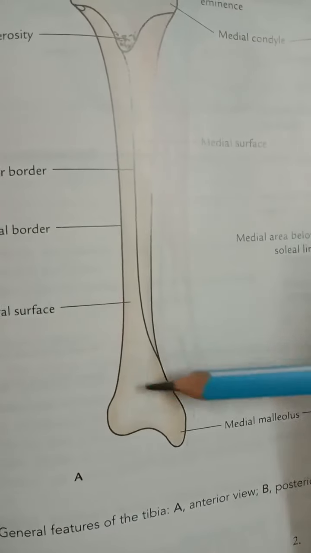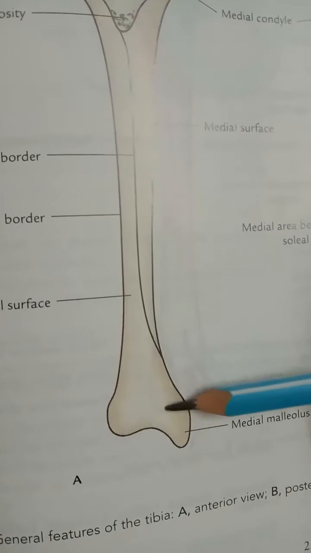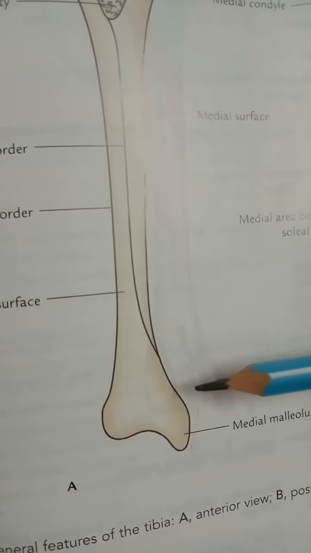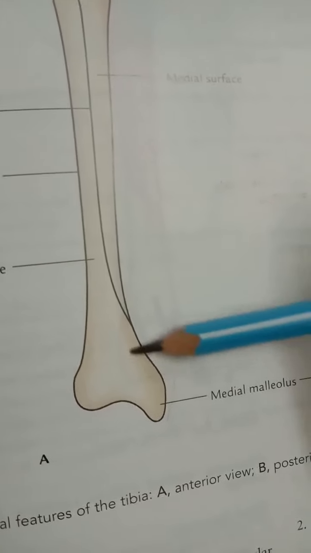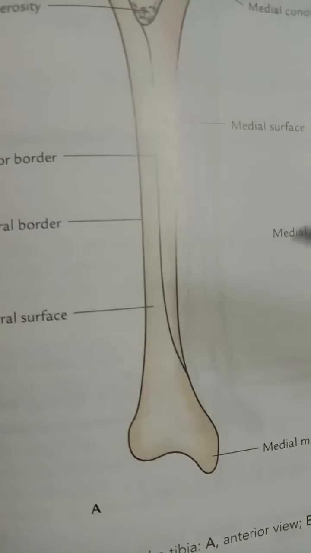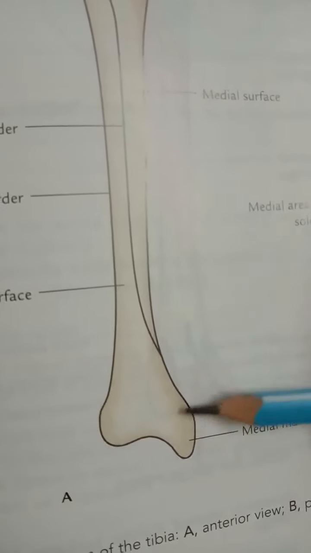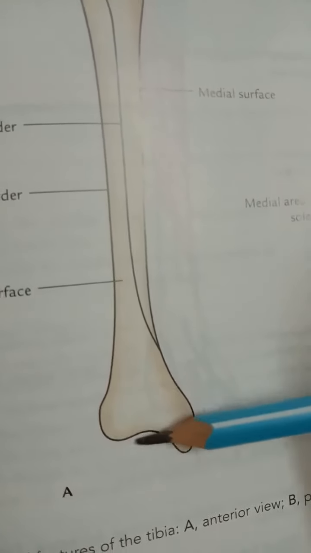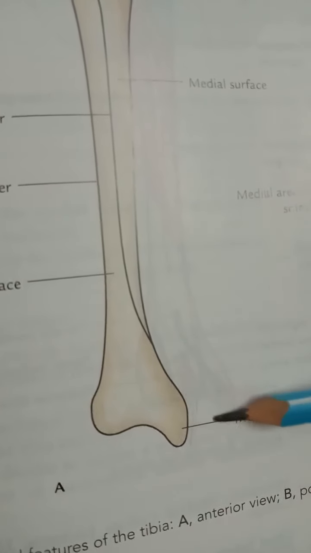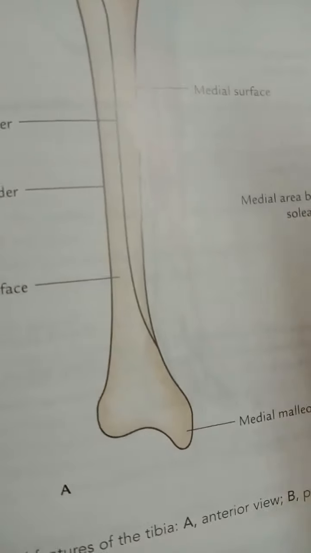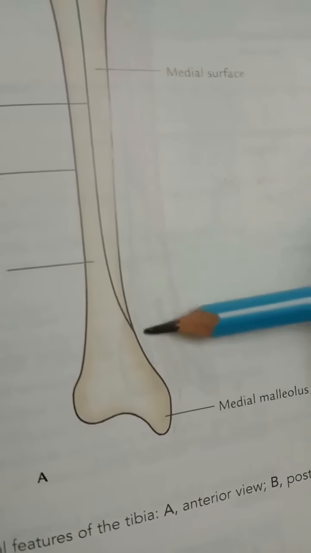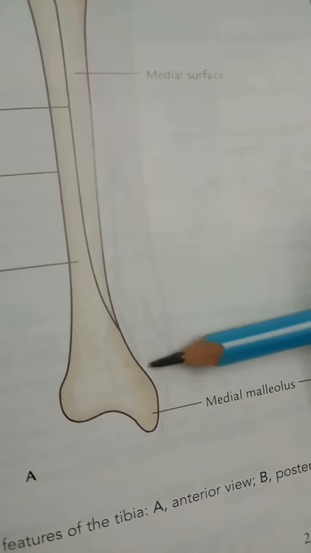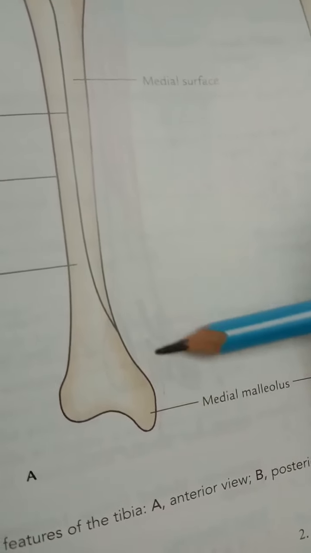Then the lower end of the tibia is slightly expanded and it has 5 surfaces. Medially it is prolonged downwards forming the medial malleolus. Out of the 5 surfaces, first is the anterior surface. The anterior surface of the lower end has an upper smooth part and a lower rough part and a groove part. Then the medial surface, so this one. It is subcutaneous and it is continuous with the medial malleolus.